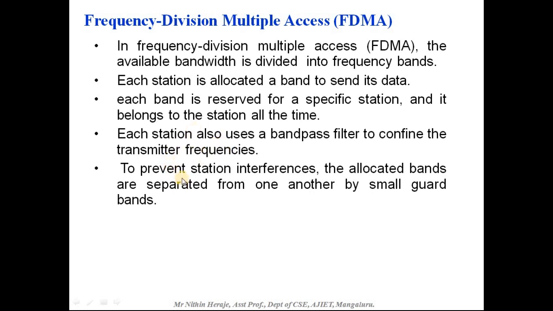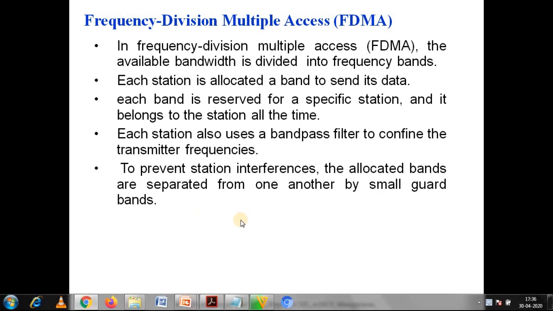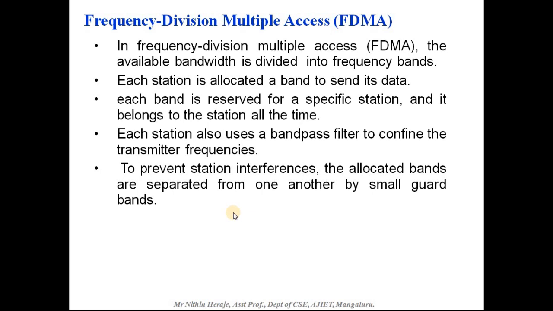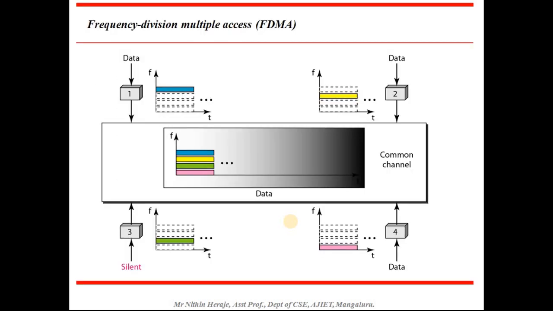All right. To prevent station interference, the allocated bands are separated from one another by a small guard band. So here guard bands are used. It's as good as like a compound wall between the bands of different stations. Okay, so this guard band is there just to avoid the interference between the stations.